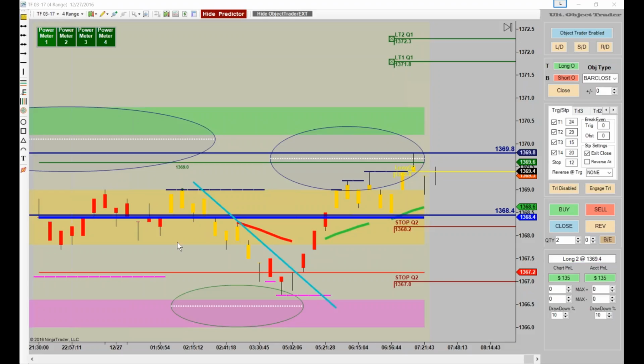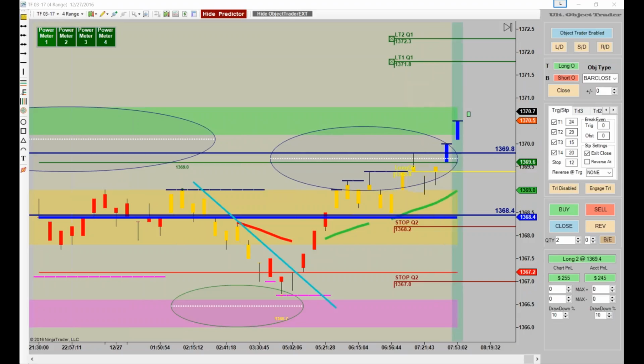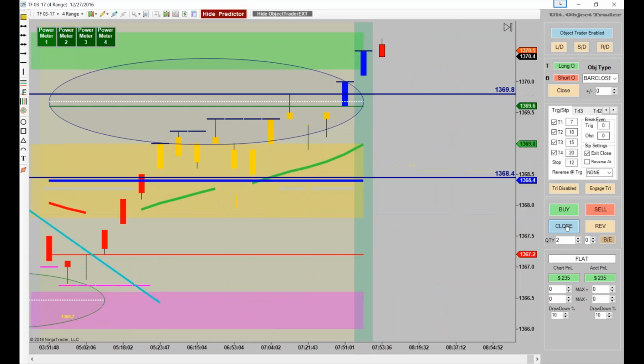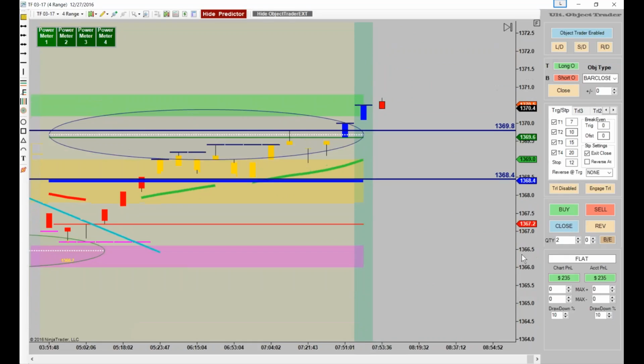Don't be afraid to get in on a micro pullback as long as you have your stop nice and tight. Okay? Now, what do you think? Anybody? You want to just pretend we're not in it at all? Let's just take it off the table.